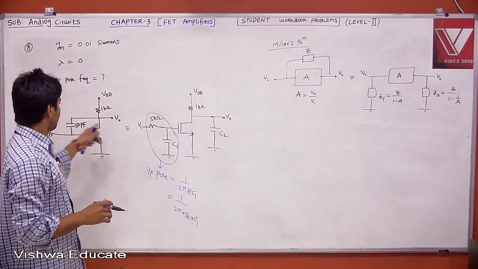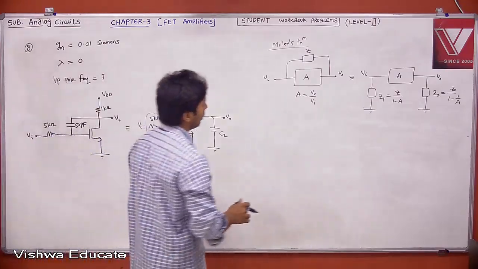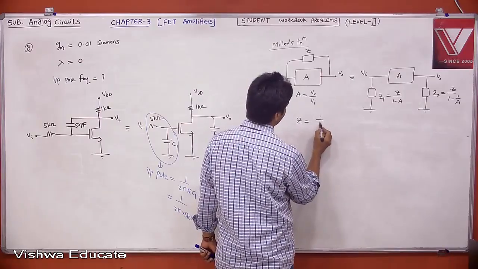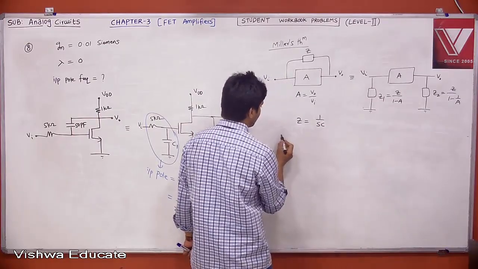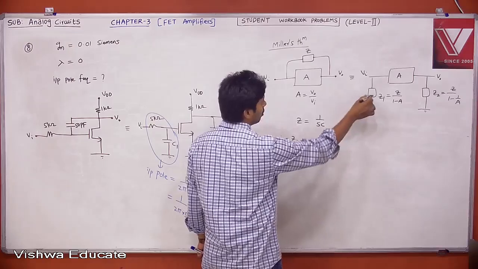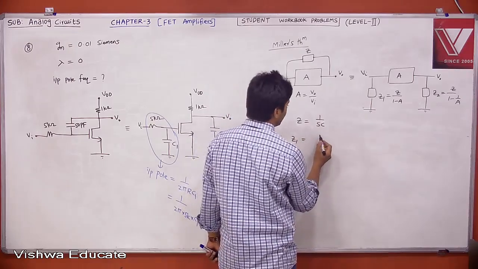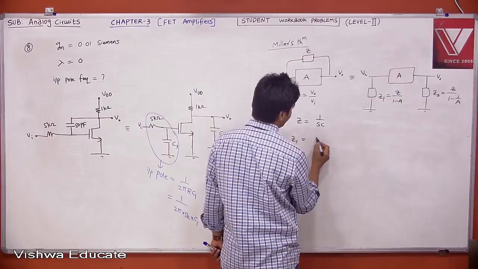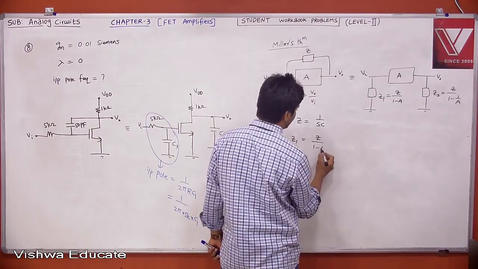Similarly, if you apply Miller's theorem to the capacitor, here Z is nothing but 1 by SC. Then what is your Z1, the input component? It is Z divided by 1 minus A.